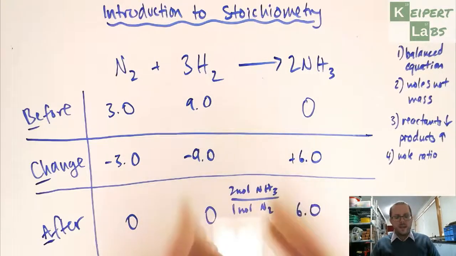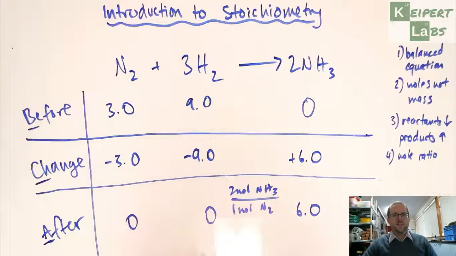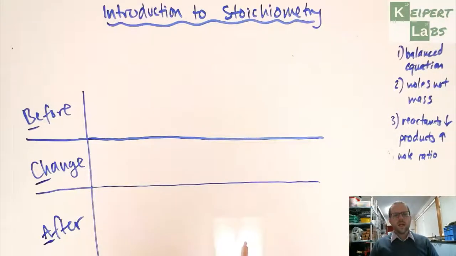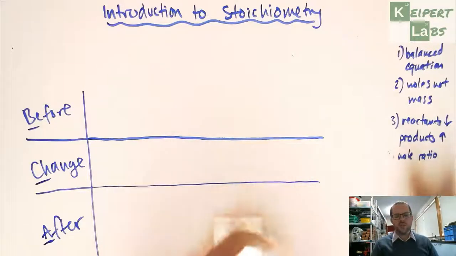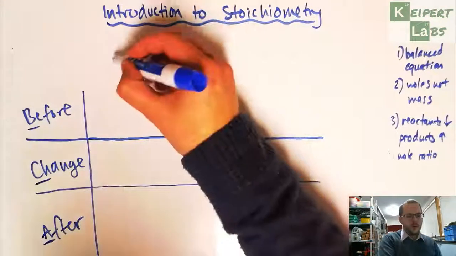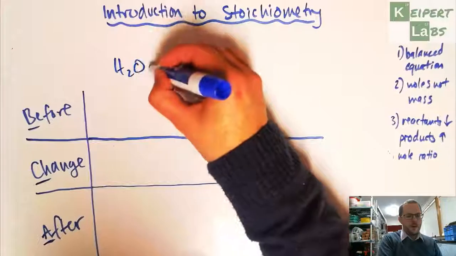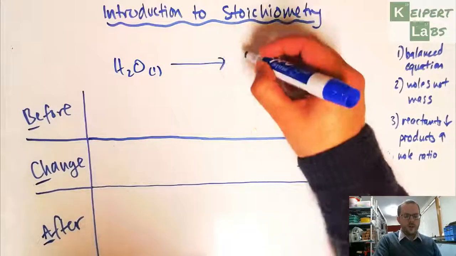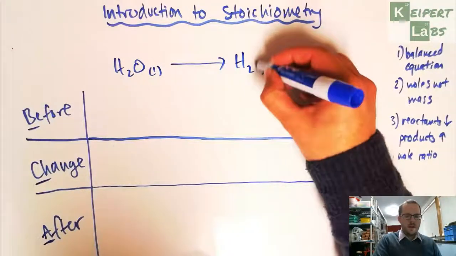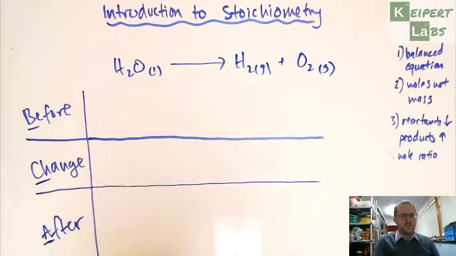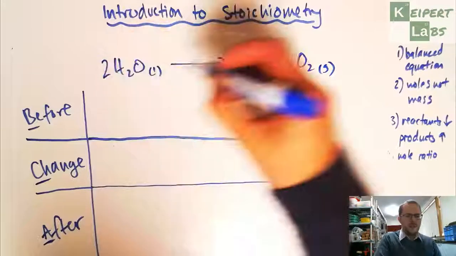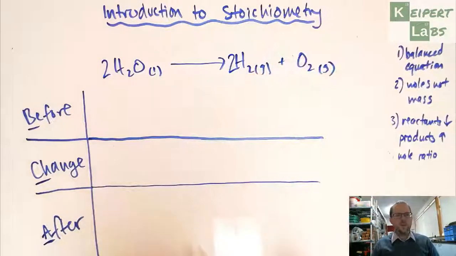Let's have a look at another kind of practice question. Let's look at an example of water, what we did with electrolysis, where water is being split into hydrogen gas and oxygen gas. I'm going to start with my balanced equation. I've got H2O as a liquid being broken down into hydrogen gas and oxygen gas. To make this balanced, I'm going to need 2 of these, forming 2 of those and 1 of those.